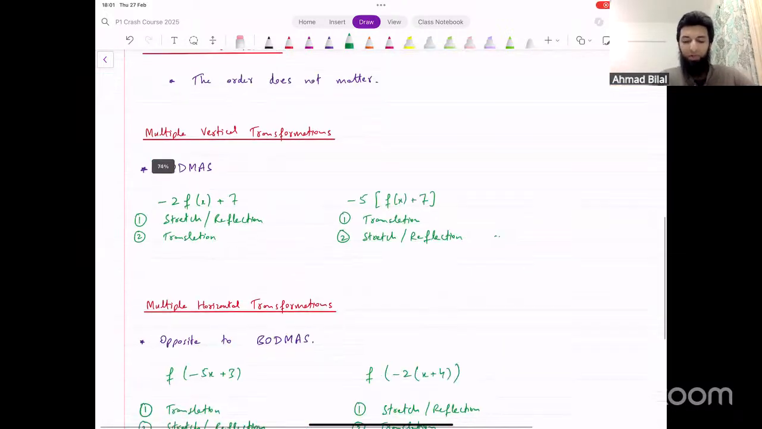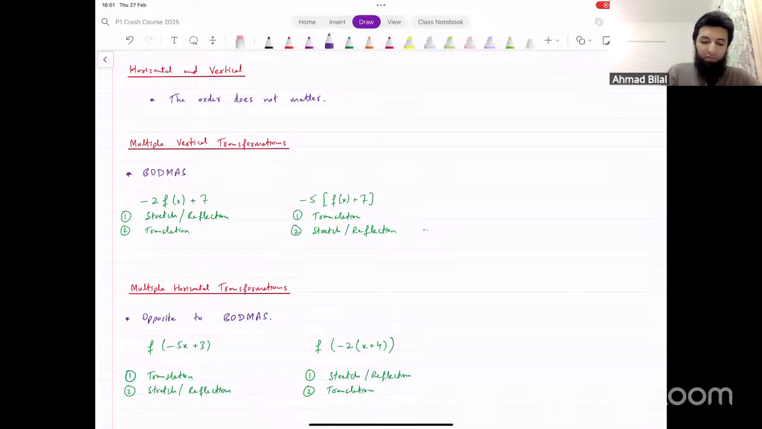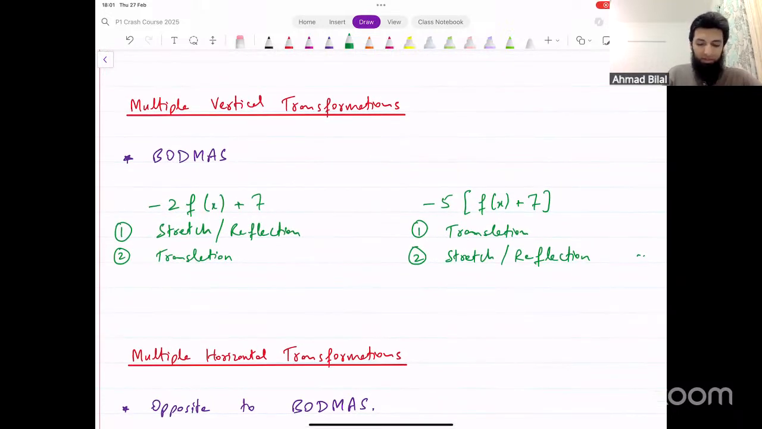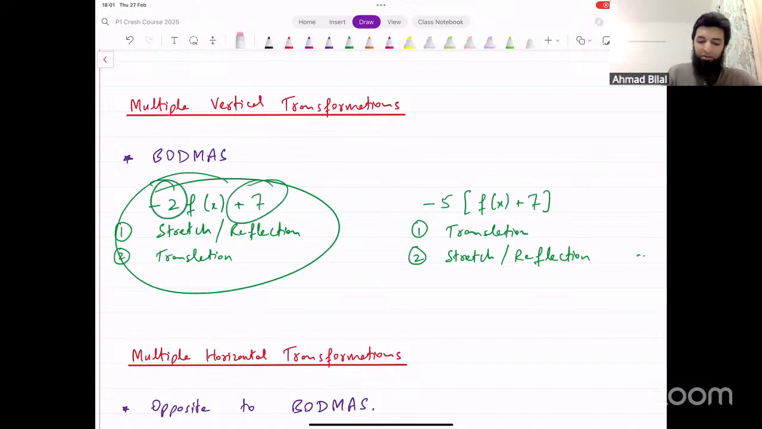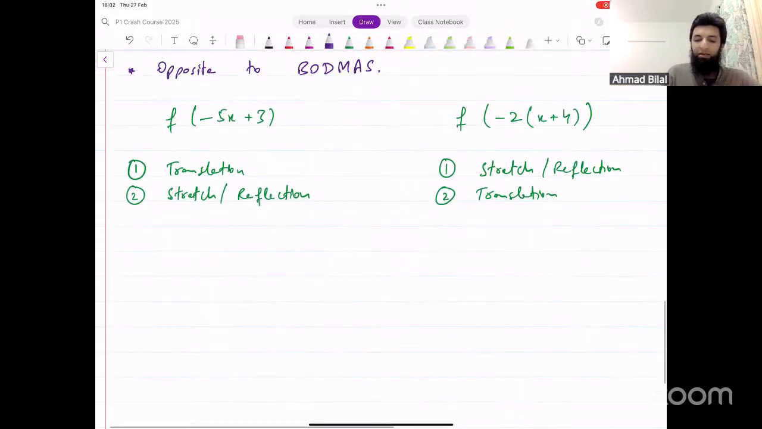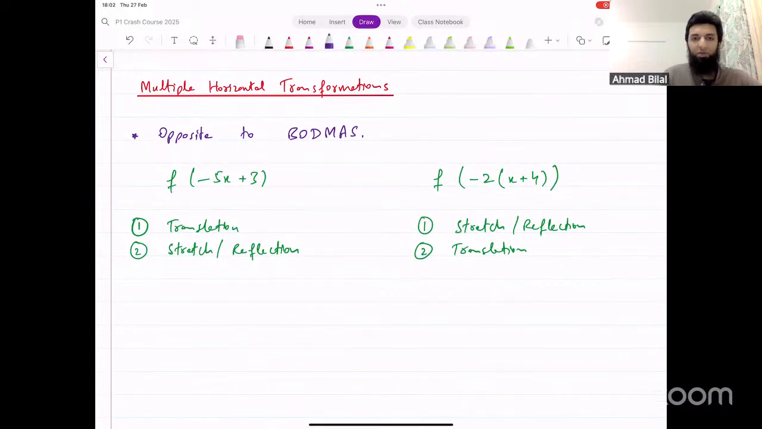So what you need to remember now is between horizontal and vertical, the order does not matter. But within vertical, you follow BODMAS. If you have something like this, you multiply first and then add. So that means you do stretch first and then do translation. If it's this format, again following BODMAS, you do translation first and then you do stretch or reflection. Okay. And then in horizontal transformations, you do the opposite.